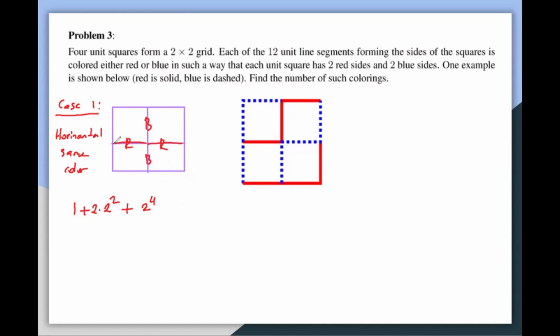But this is the case when the horizontals are the same color, and I chose this to be red, so I can make that blue as well. That is why I'm going to multiply this by 2. So that will give us 50 cases, which is my first case.